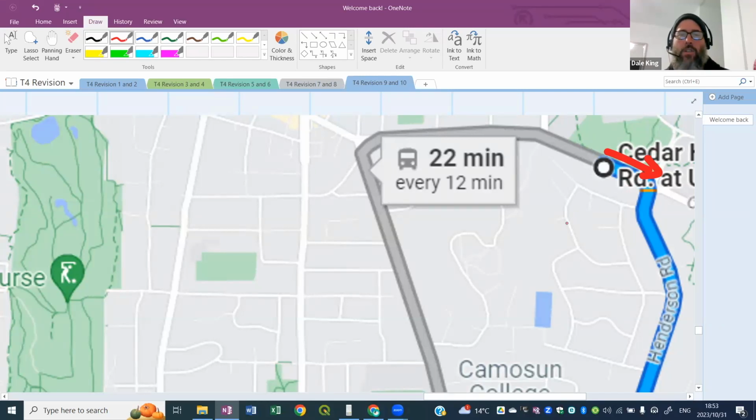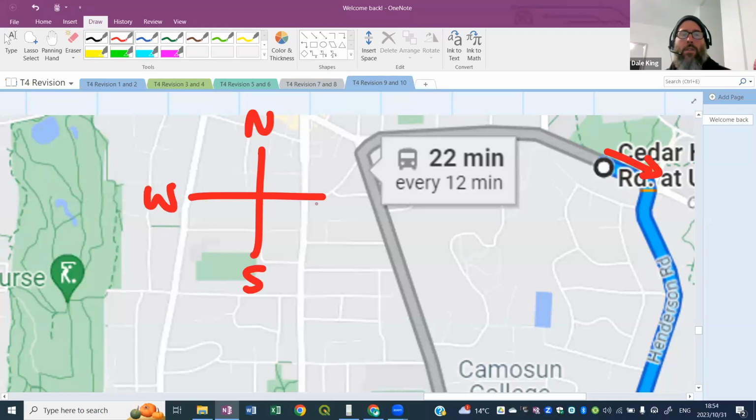Can anybody type in chat? In which general direction is the person going if they're going on that part of the route there? What direction is that? Remember, general direction, you've got to use north, south, west, or east. So which direction is this one here? Which direction are you heading? Anyone want to take a guess? You can type in chat.